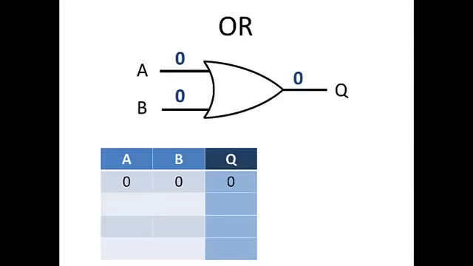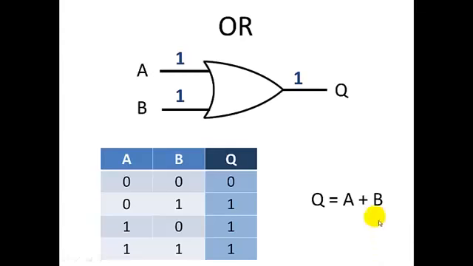Q will be positive, or 1, whenever either A or B is 1. So that means that 0, 1 will give us a 1 output, 1, 0 will give us 1 output, and 1, 1 will give us 1 output. So we write this in Boolean equation form as Q equals A plus B. Plus means or. Q equals A or B.